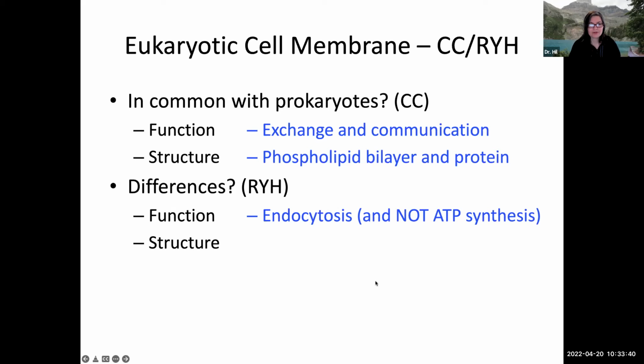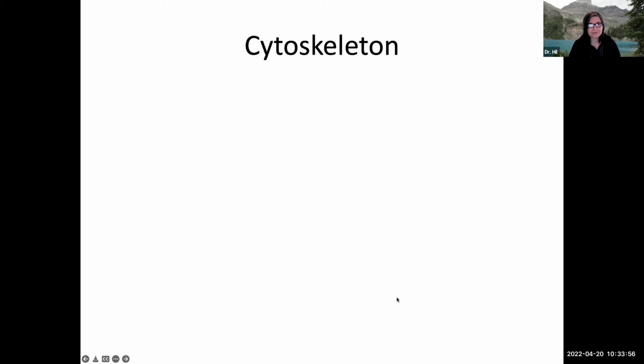Okay, now there's also structural differences, primarily the fact that in eukaryotes, in addition to phospholipids and protein, there's also steroids in the membrane. So in animals, there'd be cholesterol, in fungi, there's ergosterol, and in plants, there's phytosterols. Okay, we now come to the cytoskeleton. Did prokaryotes have one of those, yes or no?